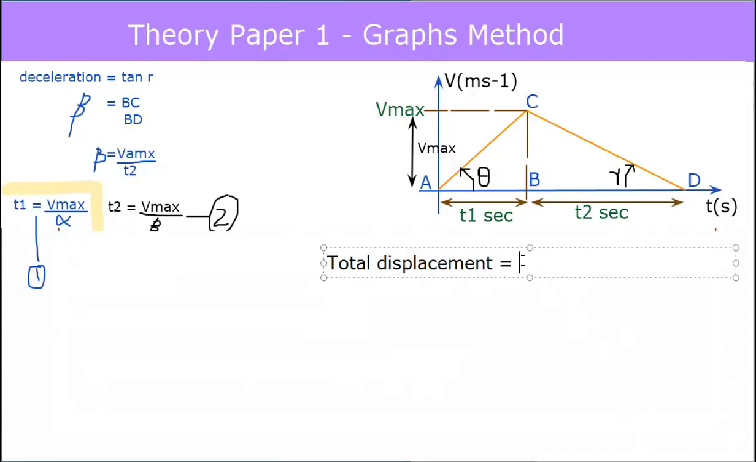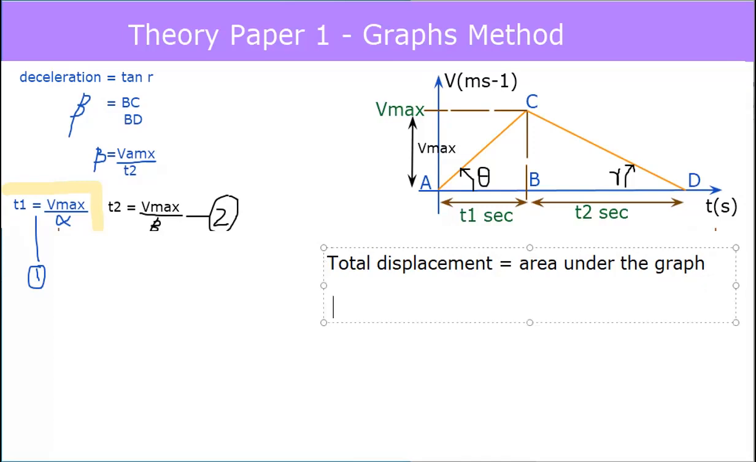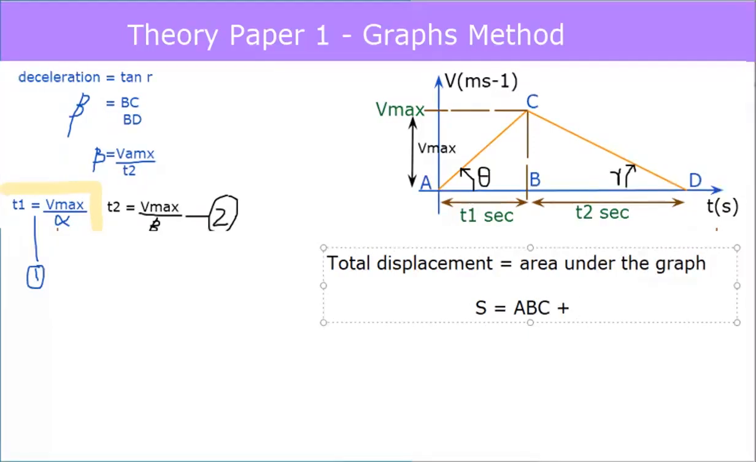Area under the graph. Very good. Area under the total graph, or let me say simply graph. So we have two sections. First one is the ABC triangle. Second one is the BCD triangle. They have given us total displacement as S, so here I would like to use capital S. Total displacement equals area under the graph. So it means area of ABC triangle plus area of BCD triangle.